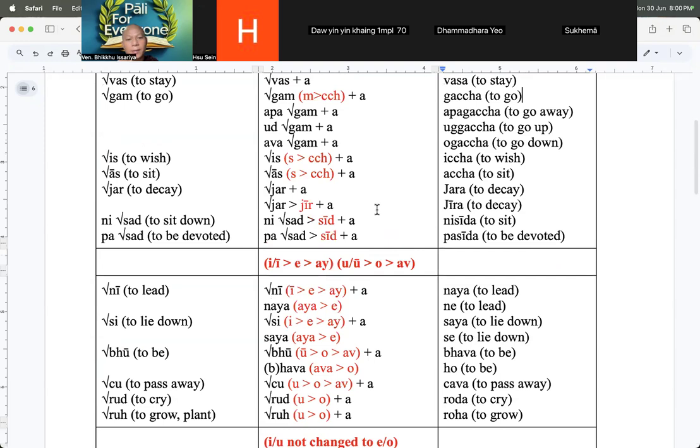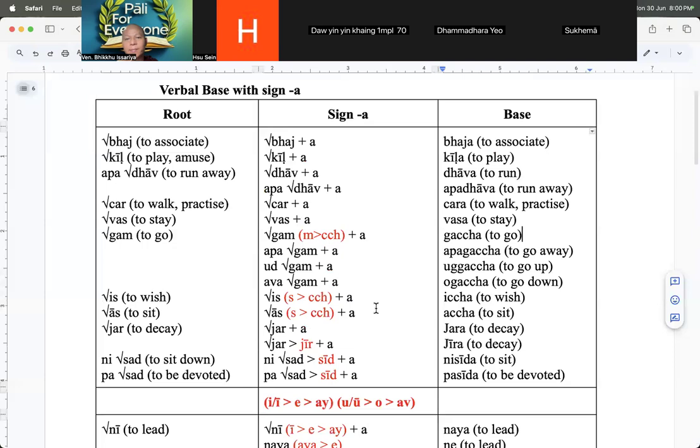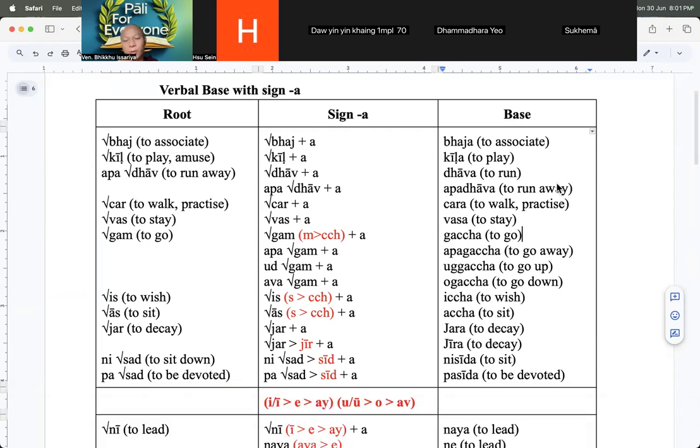And then, any question? Okay, if no more questions, let's stop here by saying sadhu. Sadhu, sadhu, sadhu.